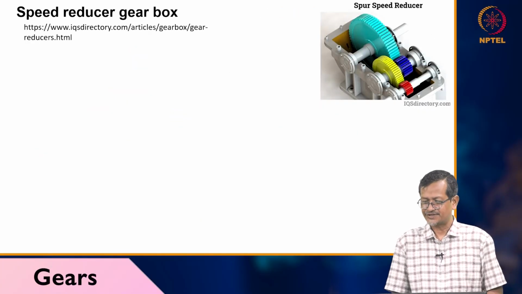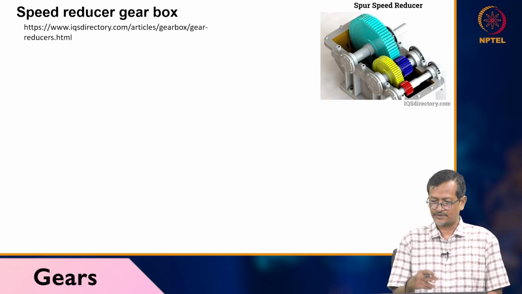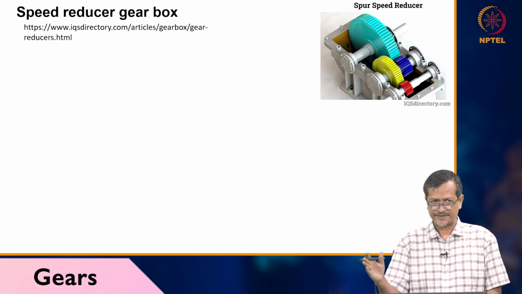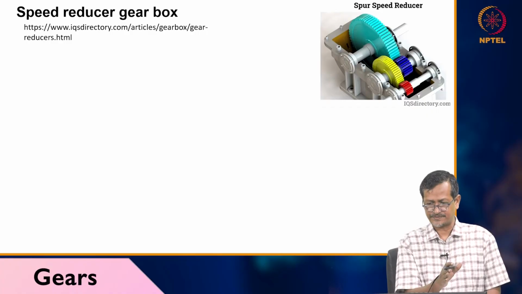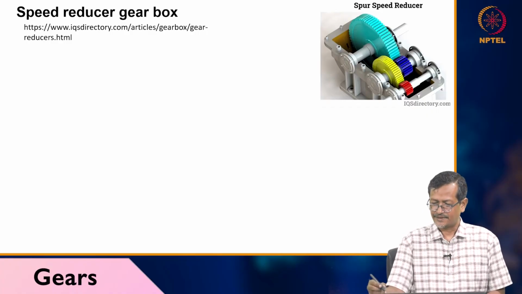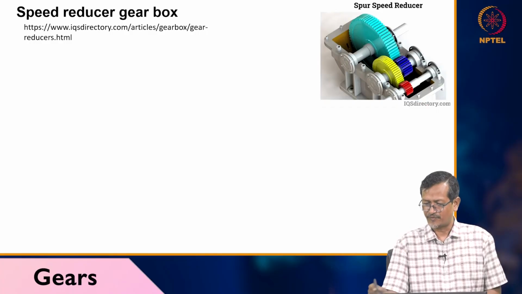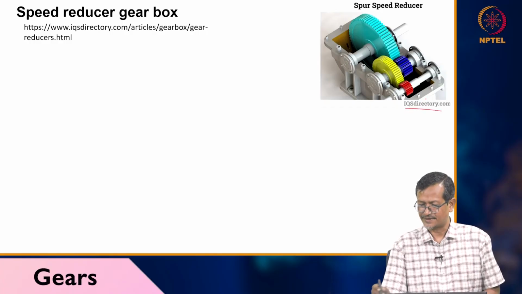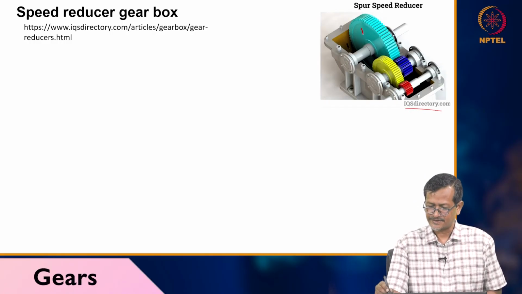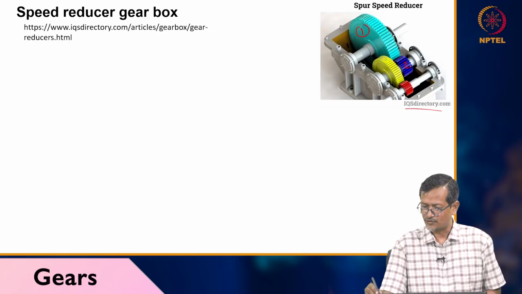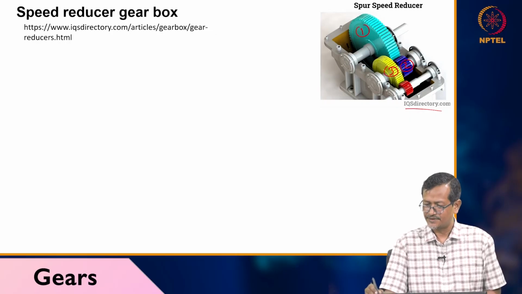Okay, speed reduction gearbox. So I said your engine speed is higher and propeller speed is lower, so you have to reduce the speed. So how to reduce the speed? You can see the right side picture, which I've copied from one website, IQS Directory. You can see this big gear, let's say 1, then it is connected to 2, then 3, then 4.